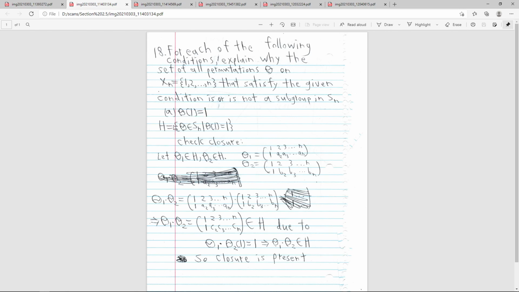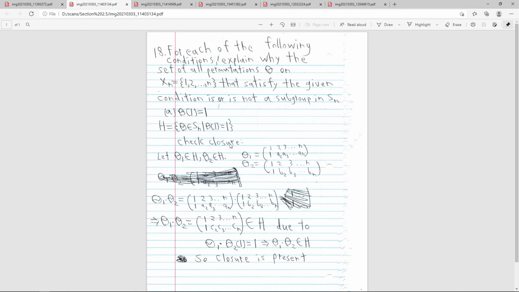The first one is just theta(1) = 1, and you can rewrite this in a more formal way as H = {theta in Sn such that theta(1) = 1}. You're going to check if things are included in H. So theta(1) means the first column will be equal to 1, and whatever your input, it will give you an output of 1.